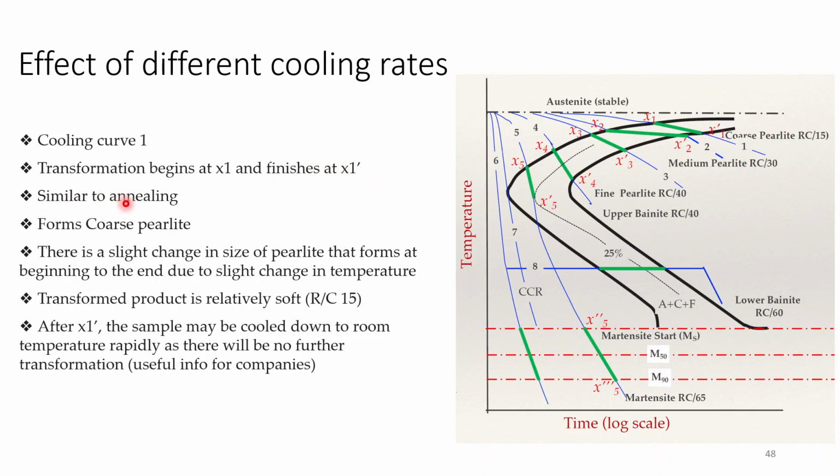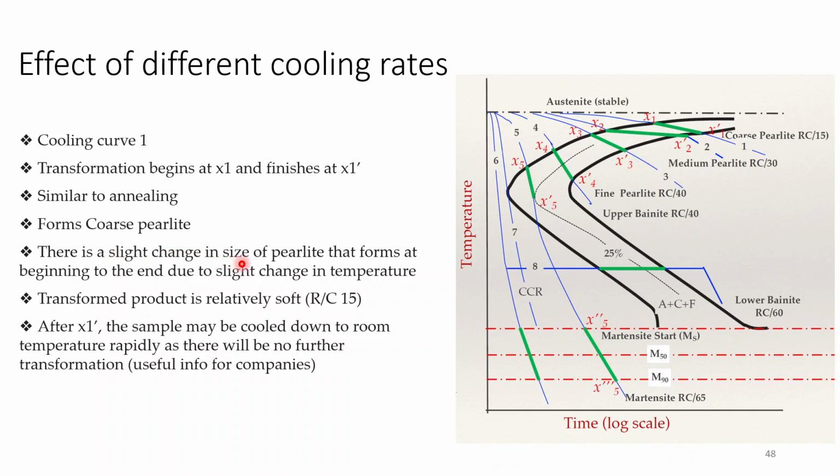It is similar to annealing. Here it forms coarse pearlite. Okay, so as I told you earlier, this part is coarse pearlite and this part is fine pearlite. Then you have upper bainite and lower bainite here. Okay, then you have martensite here, martensite finish. So it forms coarse pearlite.